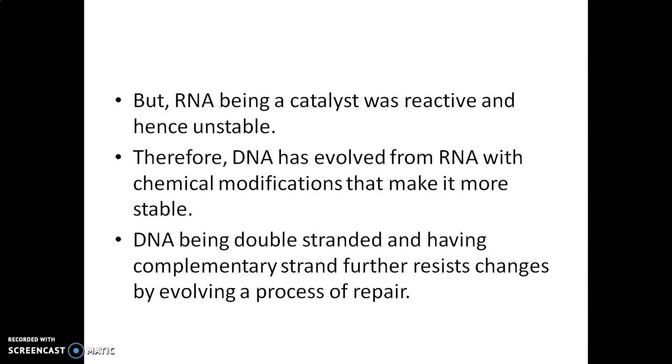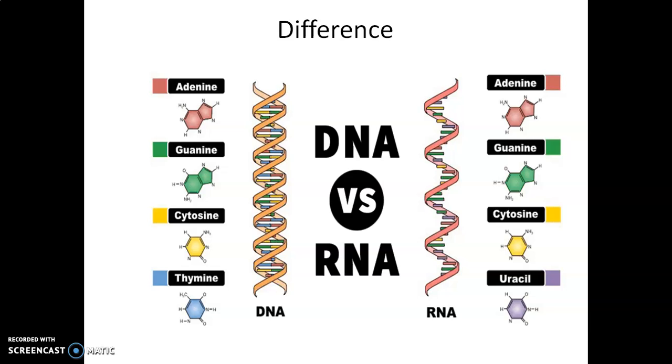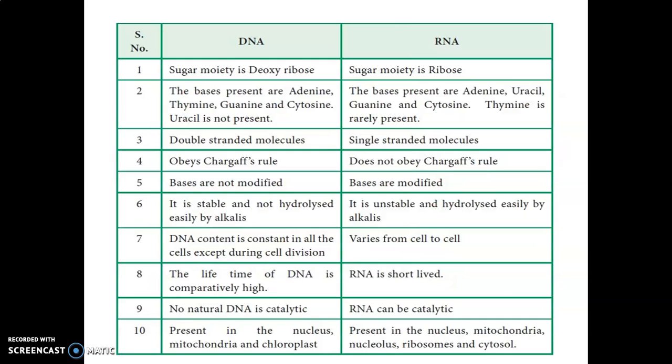Children, but RNA being a catalyst was reactive and hence unstable. Therefore, DNA has evolved from RNA with chemical modifications that make it more stable. DNA being double-stranded and having a complementary strand further resists changes by evolving a process of repair. So now let's discuss the difference between RNA and DNA.